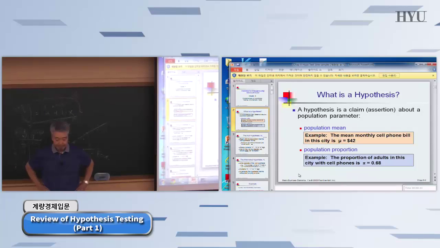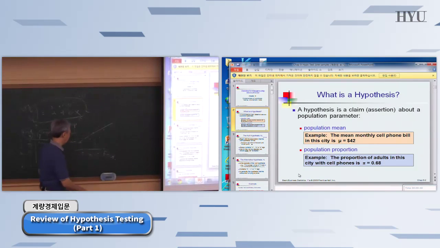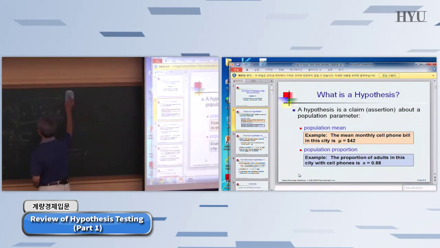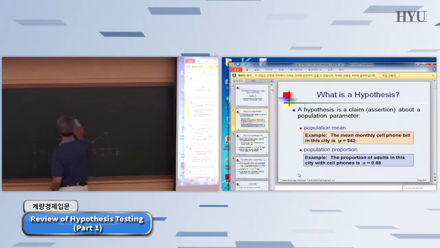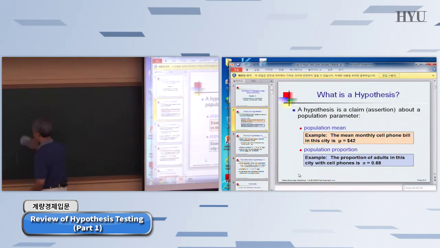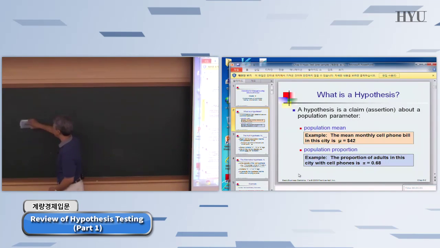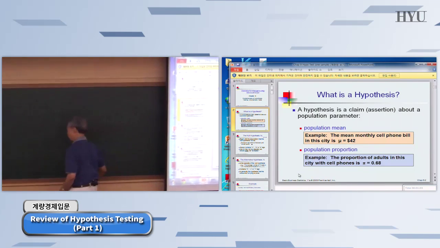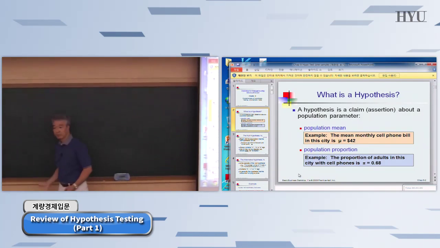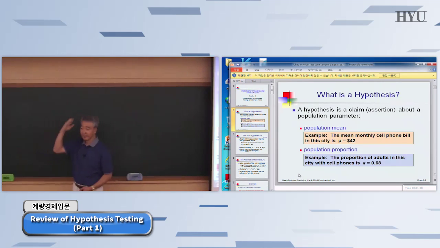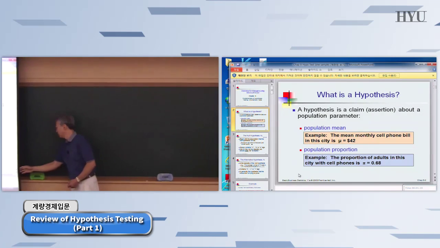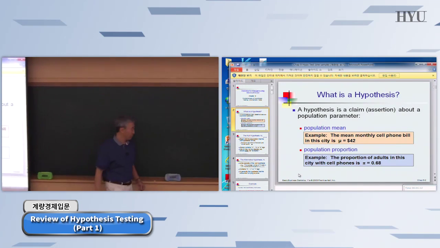Hypothesis testing, from last semester in basic statistics. Since it has been a long summer, I'm sure some of you forgot some basic concepts. From my experience as a student, as soon as the final exam is over, I purged all the memory. So let me just try to review.